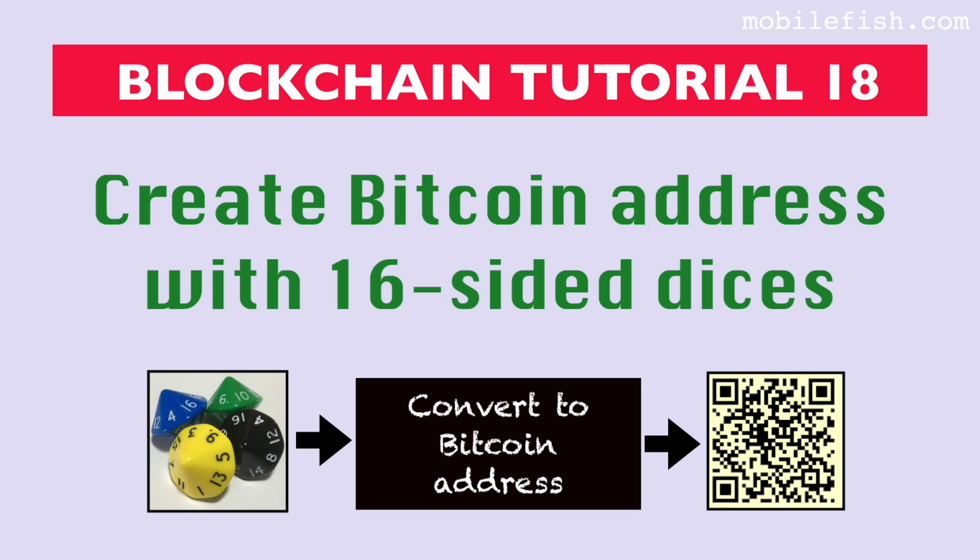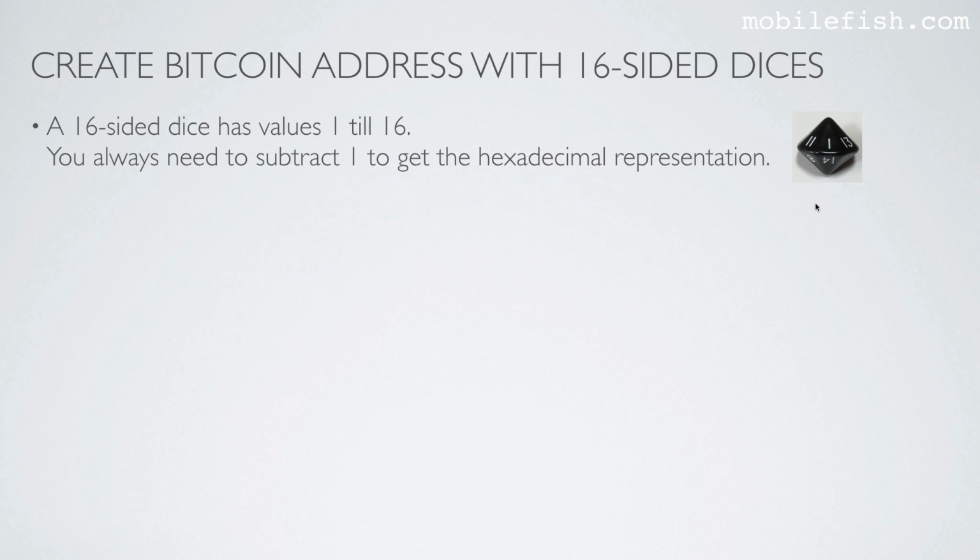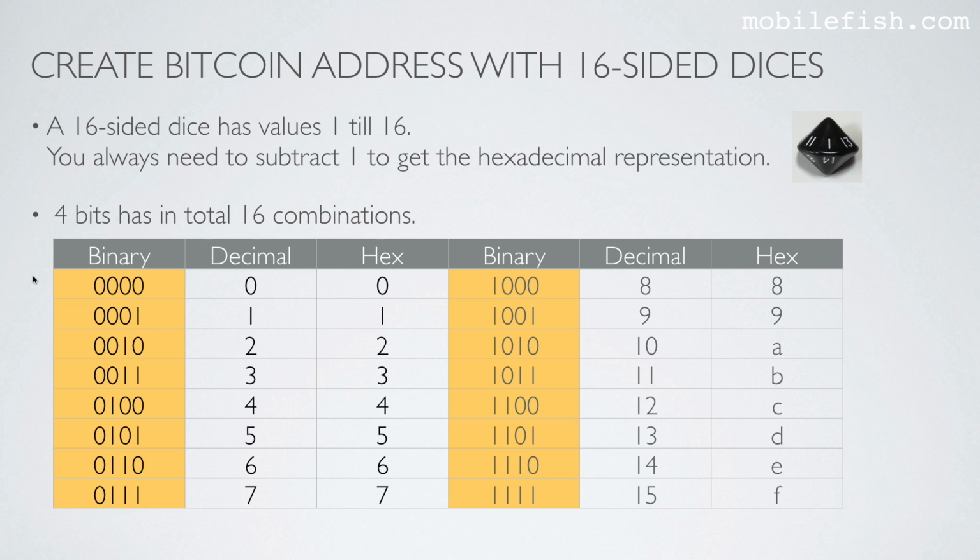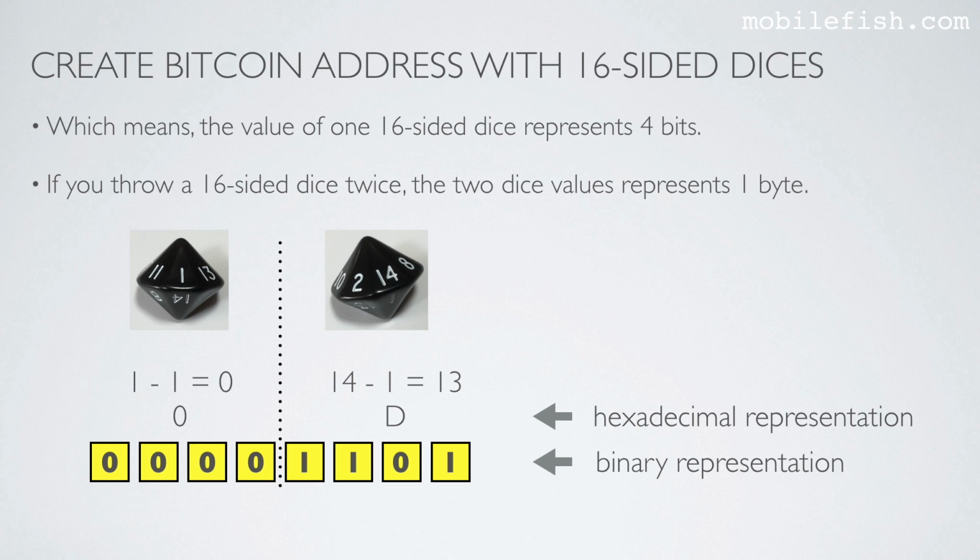In this video, I will explain how to create a Bitcoin address with 16-sided dice. A 16-sided dice, here's an example, has values 1 till 16. You always need to subtract 1 to get the hexadecimal representation. 4 bits has in total 16 combinations. Here is an overview and you can clearly see there are 16 combinations, which means the value of one 16-sided dice represents 4 bits.